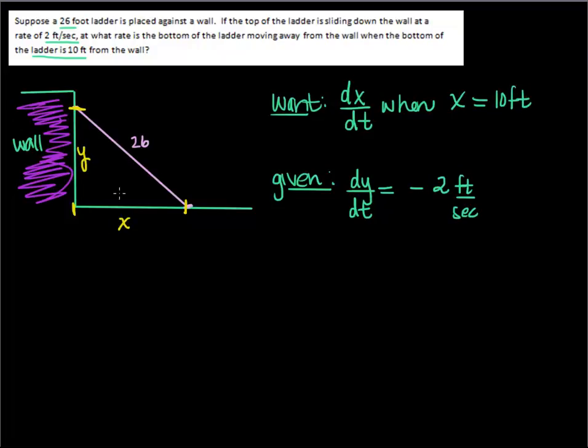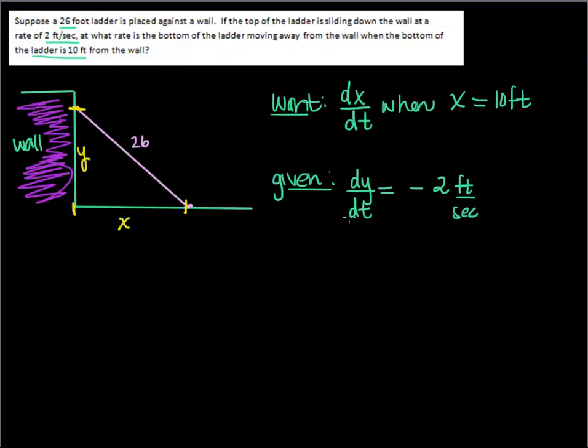X is not always 10 feet. That's why I don't put a 10 right here. Remember, we're pulling the bottom of the ladder out, which would be really rude if someone was on the ladder, and it's causing the top to slide down. And x is not always 10. I just want dx/dt at the moment when x equals 10. Okay? So I've assigned my letters.